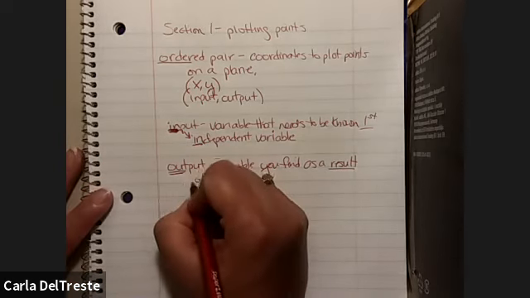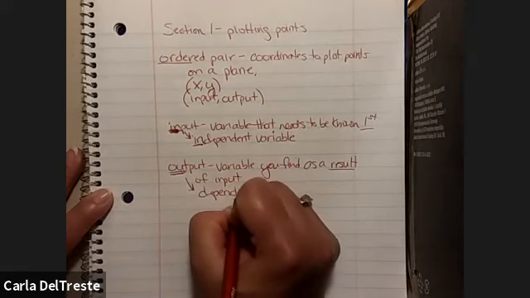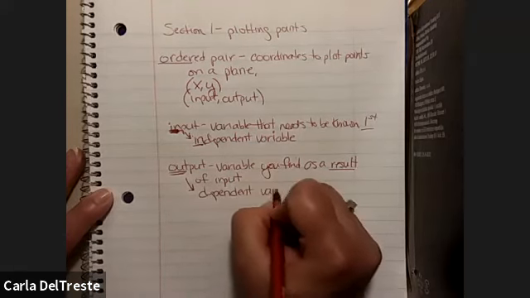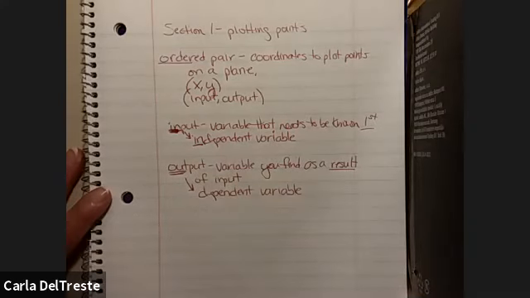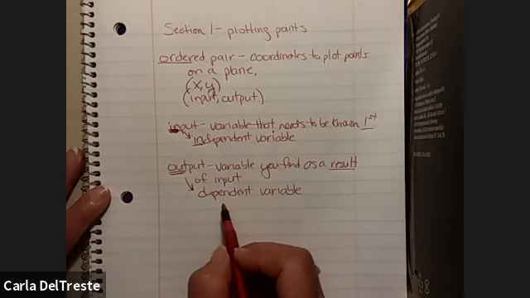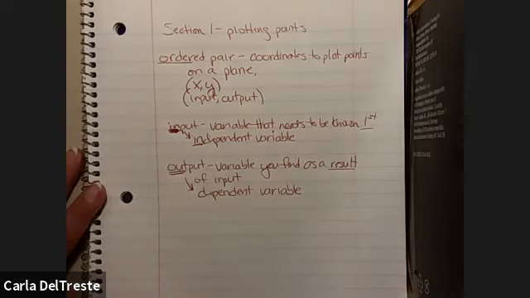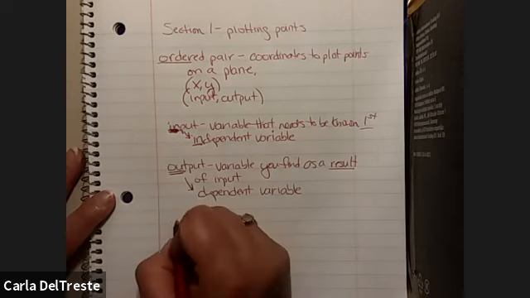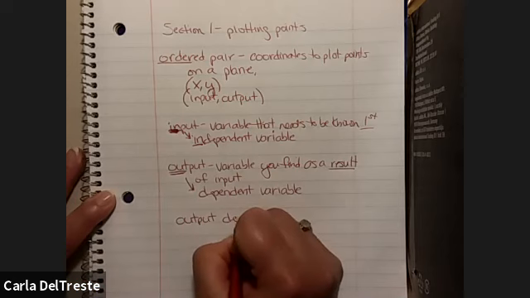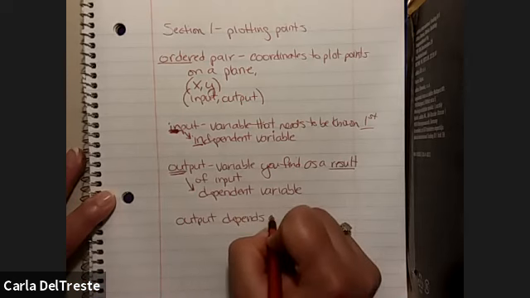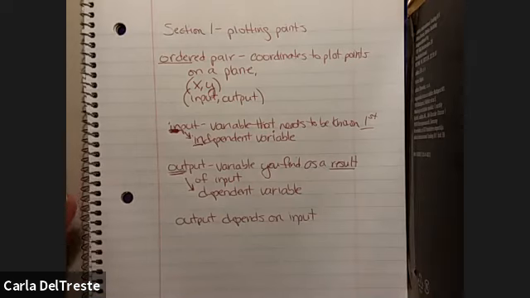Very often, output is called the dependent variable. And that should make sense because if the input is independent, then the output depends on the input. So it's the dependent variable. So you can always phrase that the output depends on the input. Okay, that will always be true.